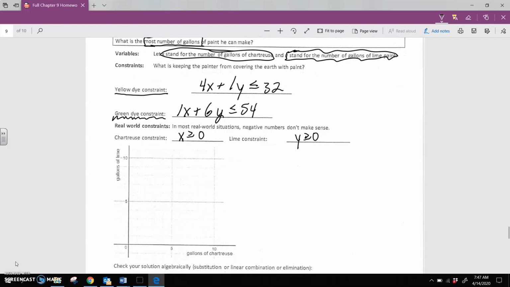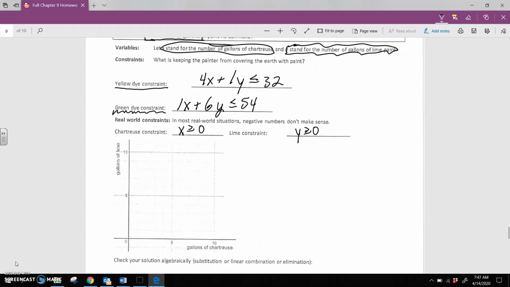All right, now when we go to graph these, we have to make sure we can graph them in the grid. They've already given me the grid. We are going to use slope-intercept form, so I subtract the 4x. I get negative 4x plus 32.